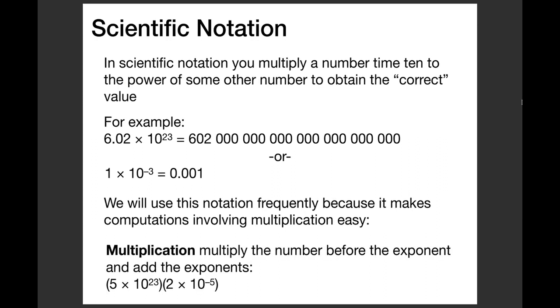For example, in multiplication, what we would do is multiply the pre-exponential values together and then add the exponents to achieve the final value. For example, with 5 times 10 to the 23 times 2 times 10 to the minus 5, we would first multiply together the pre-exponential terms, the 5 and the 2. This yields 10. We would then add together the exponential terms, 23 plus minus 5, arriving at 10 times 10 to the 18. 10 times 10 to the 18 can be further simplified into 1 times 10 to the 19.